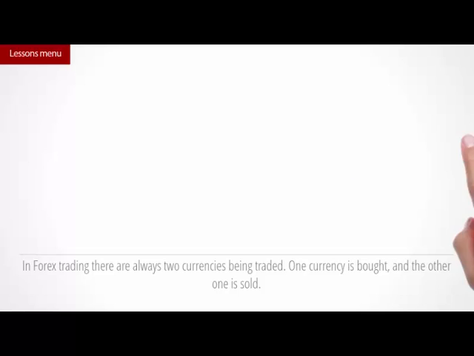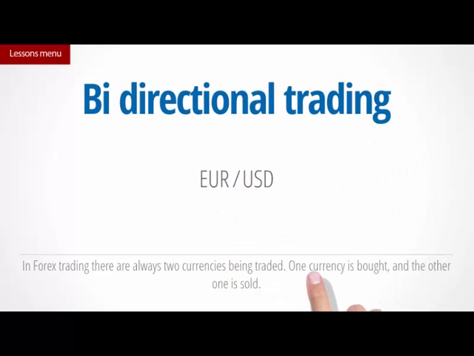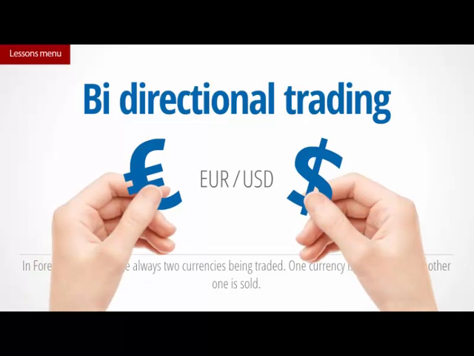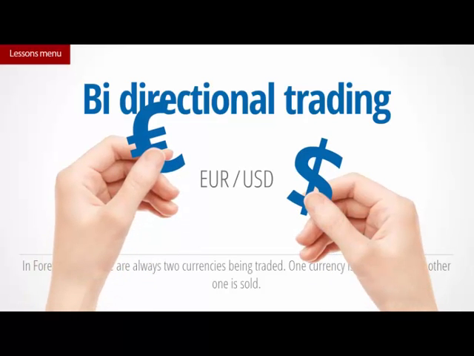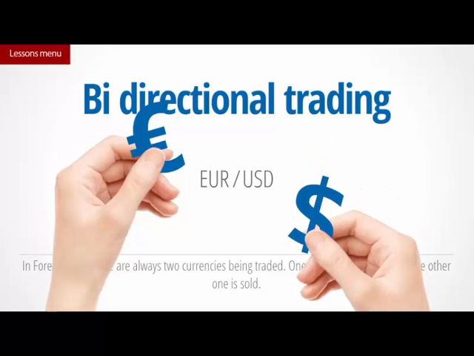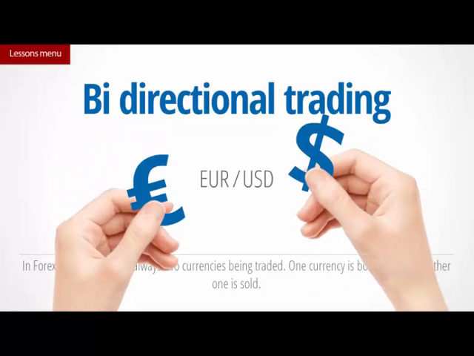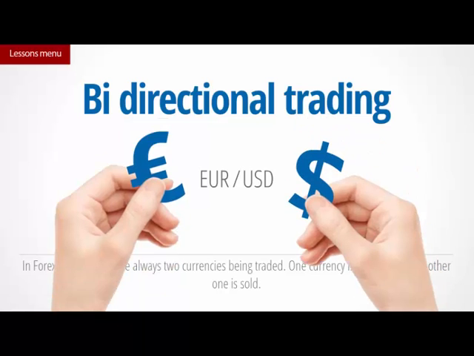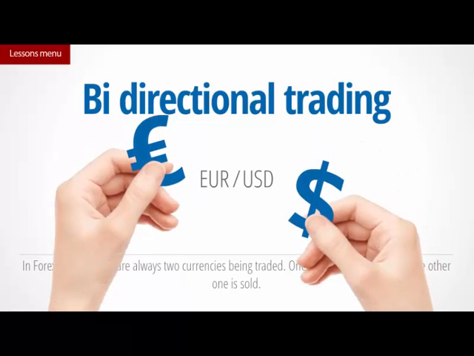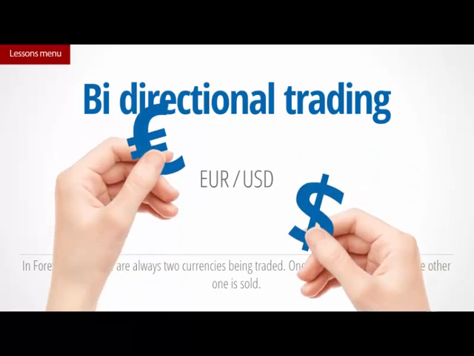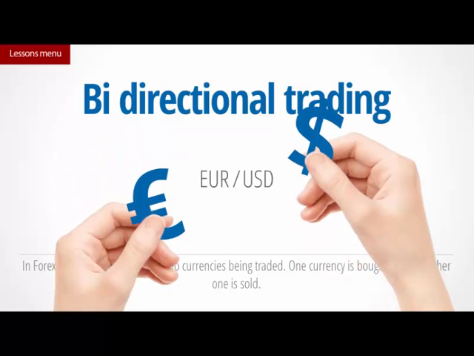In Forex trading, there are always 2 currencies being traded. One currency is bought and the other is sold. For one currency to rise in value, the other currency must fall in value. As a result, either the base currency or the quote currency will always be rising in value in the Forex market, which means there is always the possibility to profit.